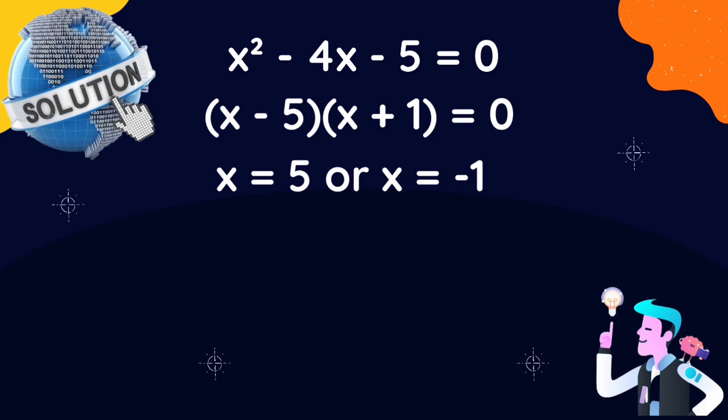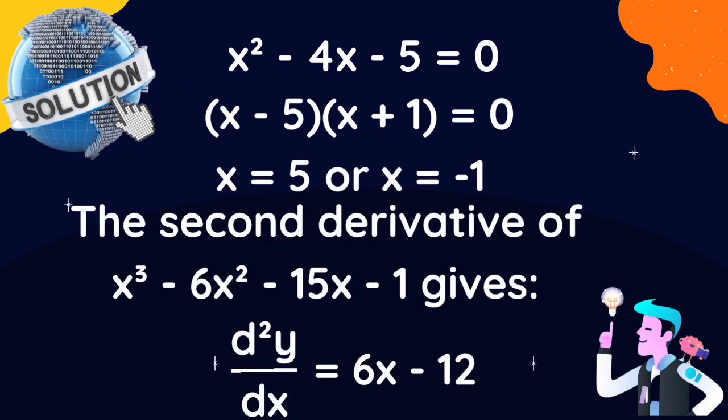And so at this point, we do not know which of the critical values will give the maximum point of the function and which one will give the minimum point of the function. And so in such a case like this, you carry out a second derivative test for the function to be able to determine this.